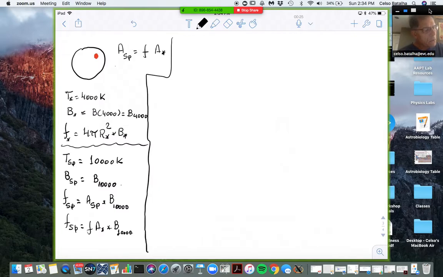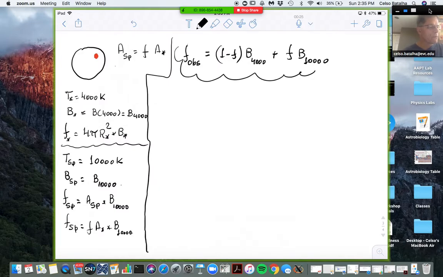So basically, when you think about observation, the flux that is observed is equal to 1 minus the area filled up by the spot, times the Planck function of the photosphere, plus the area occupied by the spot times the Planck function of, let's say, 10,000 Kelvin. So this would be the observation that comes out of the star.